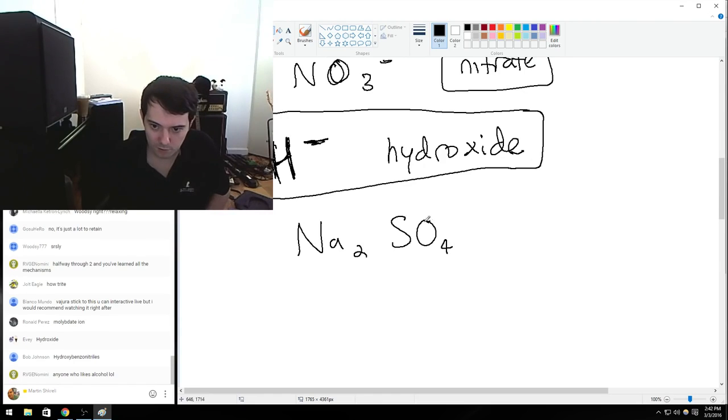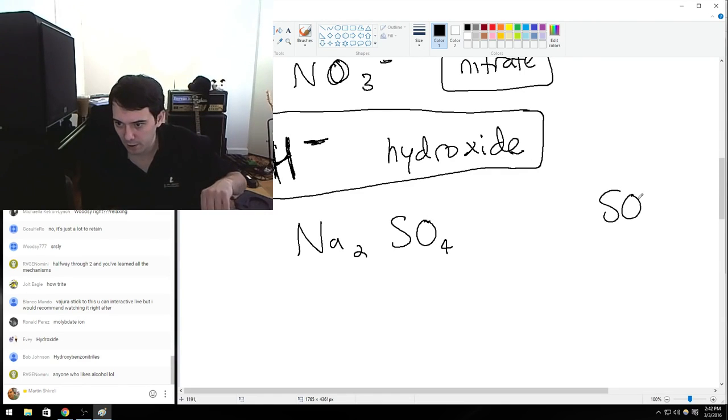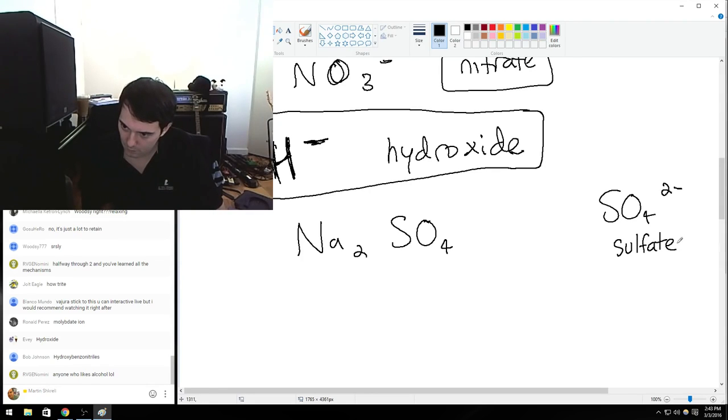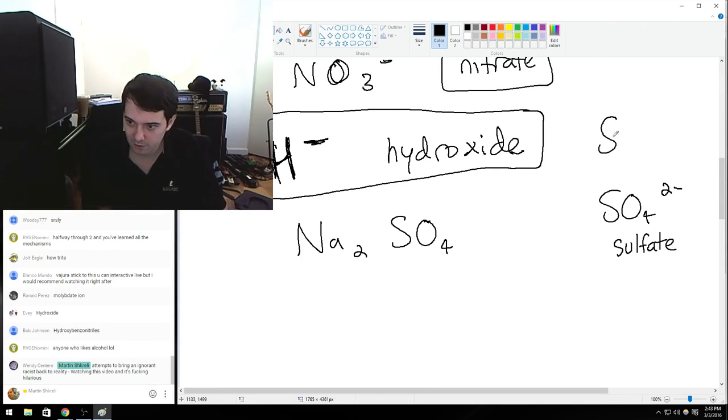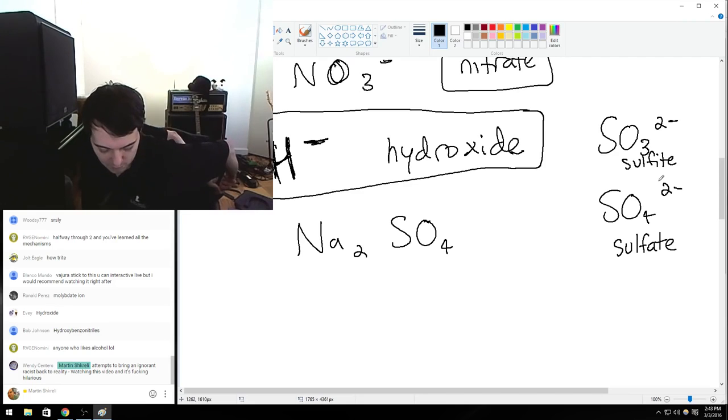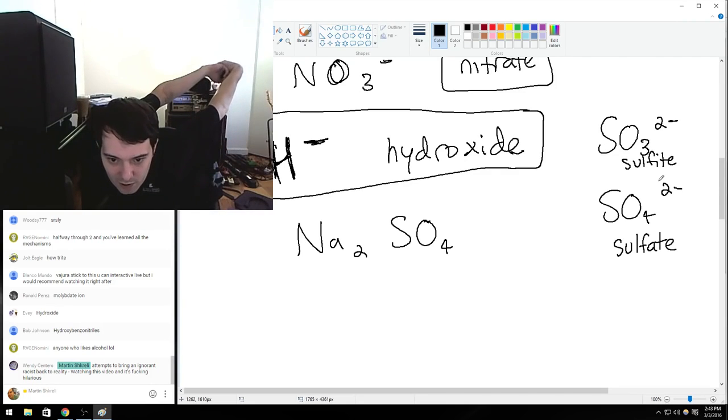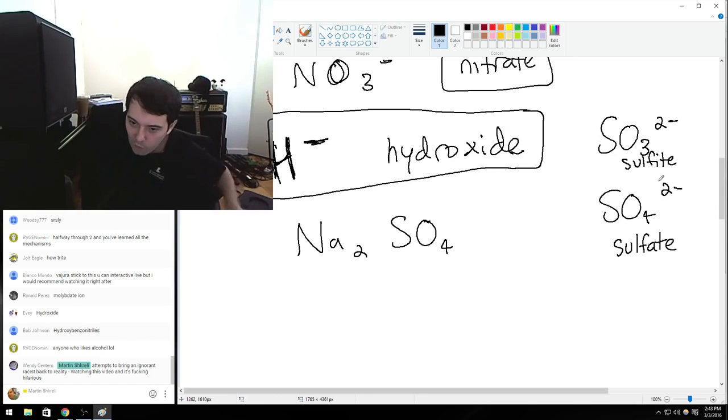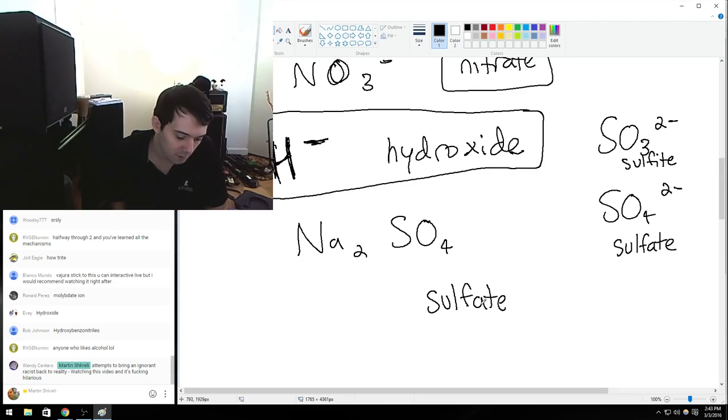Na2SO4. Well, if you look at the polyatomic ion chart, there is an SO4 2- ion, and it's called sulfate. You can imagine that there's a sulfite. It's SO3 2-, sulfite. There's no hyposulfite or hypersulfate, so there's just sulfite and sulfate. So we have Na2SO4. When we name this, this part's going to be sulfate, right?